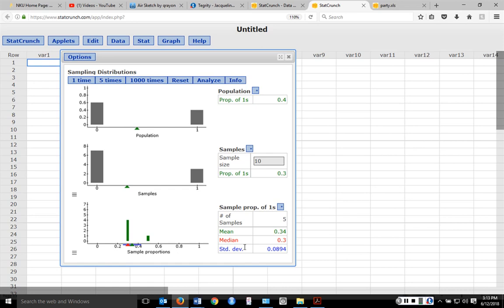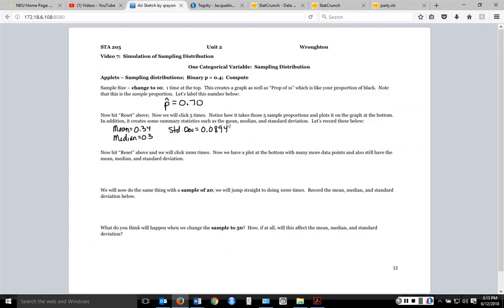for myself. So my mean was 0.34. That means if I found the mean of all my numbers down here, these 0.3s and then this 0.5, their average or their mean is going to be 0.34. Our median value was 0.3. And our standard deviation was 0.0894. So again, I just recorded those numbers here like it told me to.